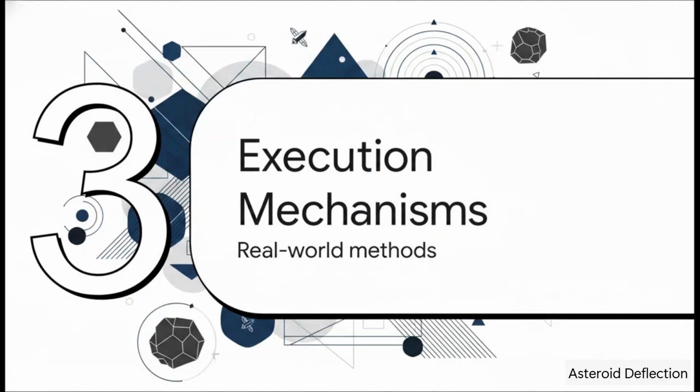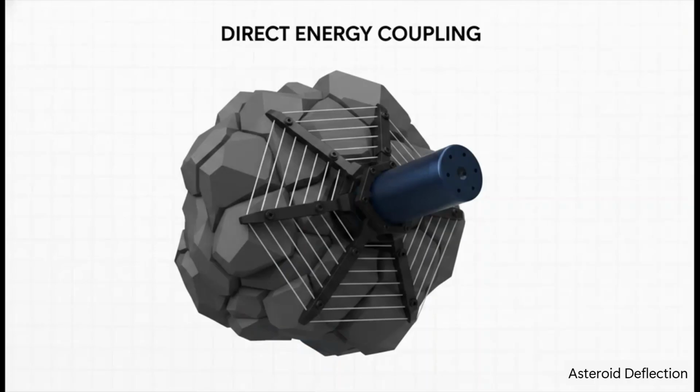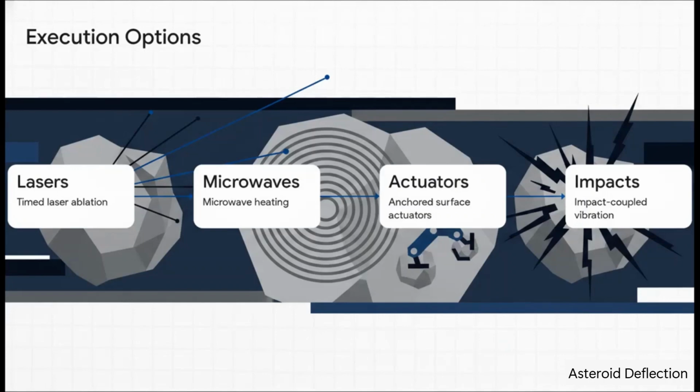Okay, let's move on to Section 3, real-world execution mechanisms. Now, you might be thinking, how do we actually do this? Because there is one massive constraint we have to deal with here. Space is a vacuum. Sound does not travel through empty space. We can't just fly a massive speaker out there and blast the asteroid with a heavy baseline. We have to physically couple that resonant energy to the asteroid's structure. So how do we pull that off?